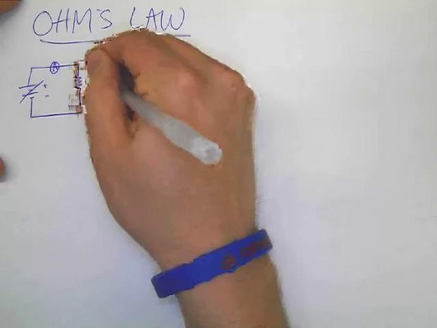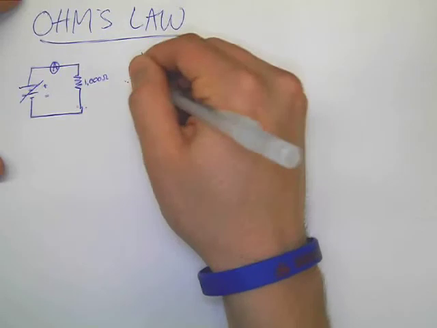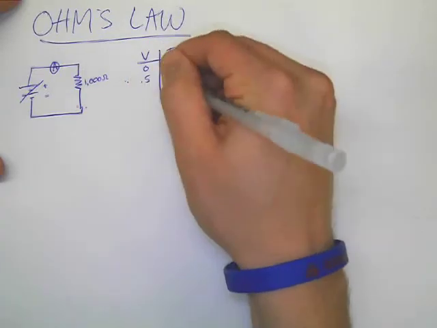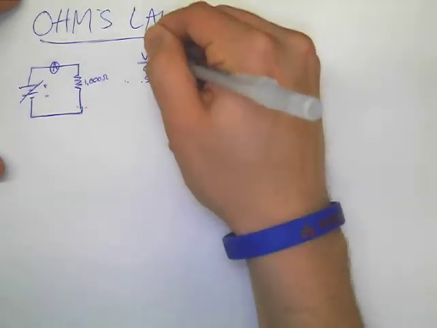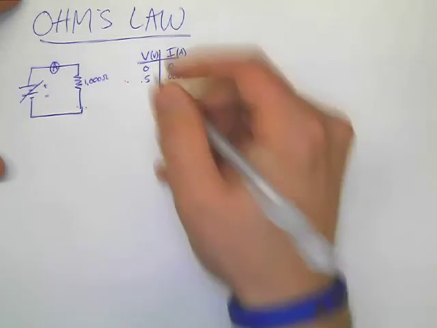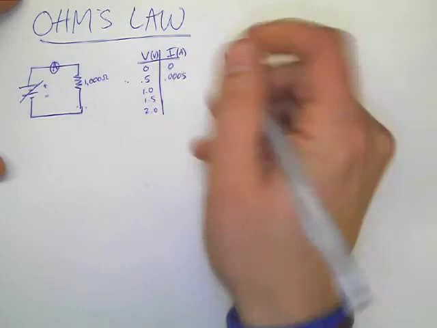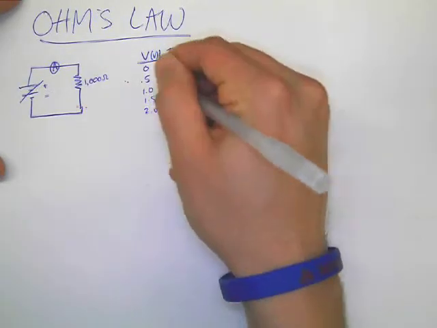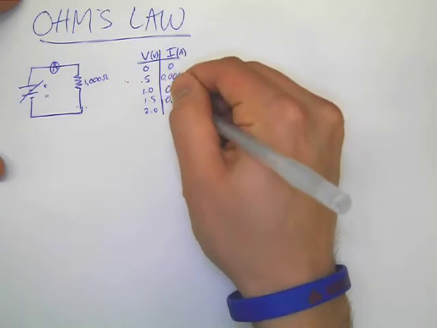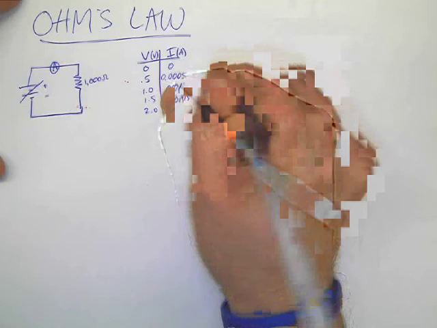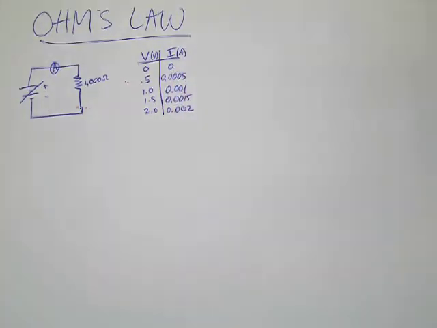And let's say we used a 1000 ohm resistor. What we would have gotten is some data like so. This is voltage in volts, current in amps. As we stepped up the voltage in half volt increments, we would have seen our current increase as well. I'm just going to do a little bit of data there, not a full data set.